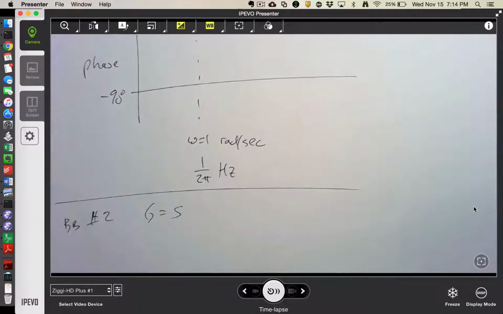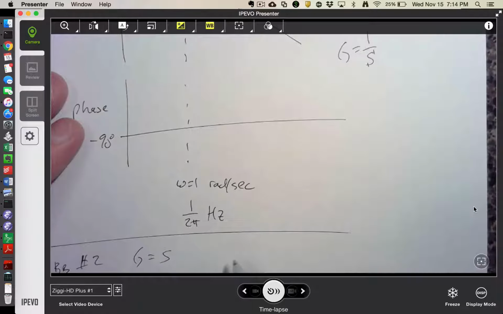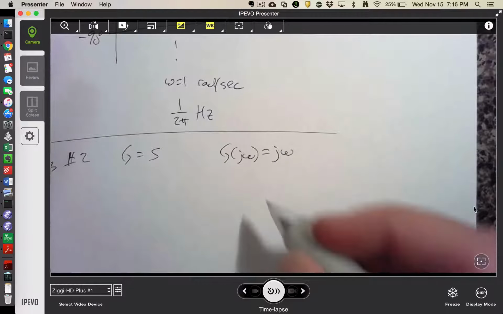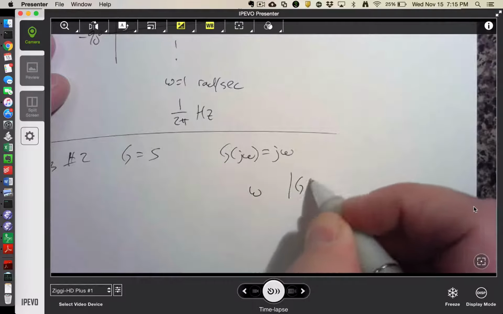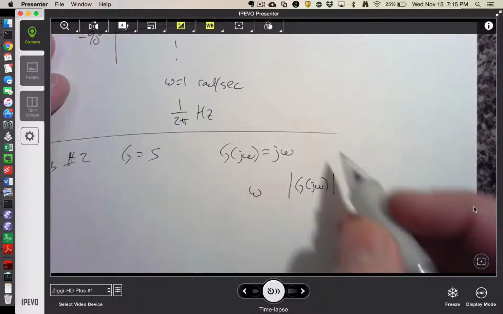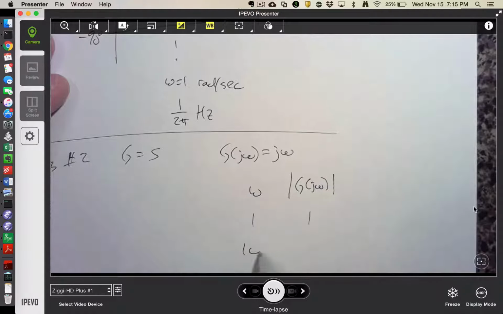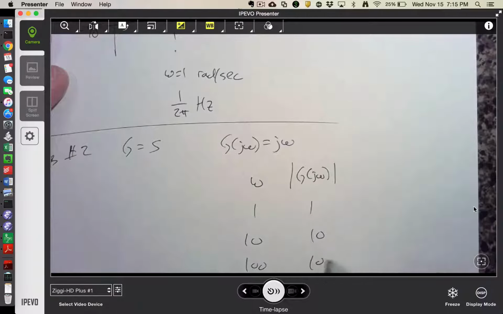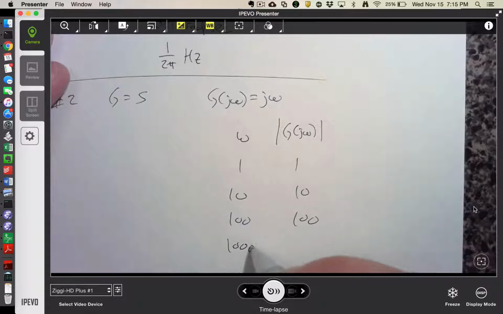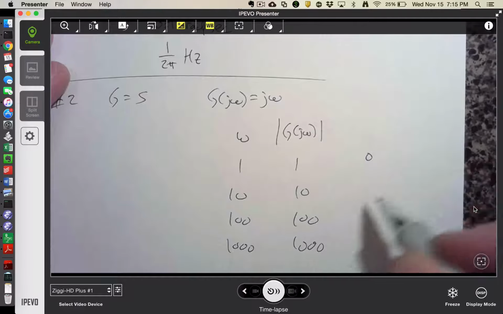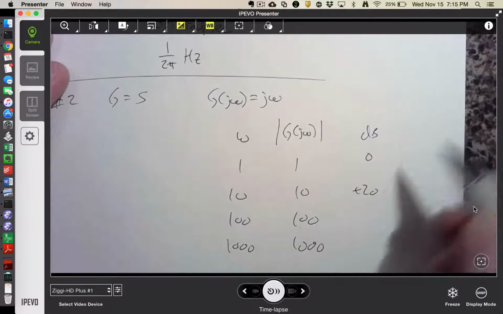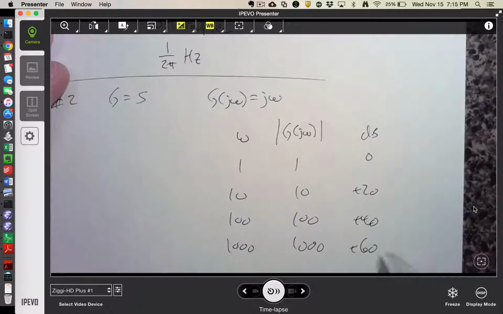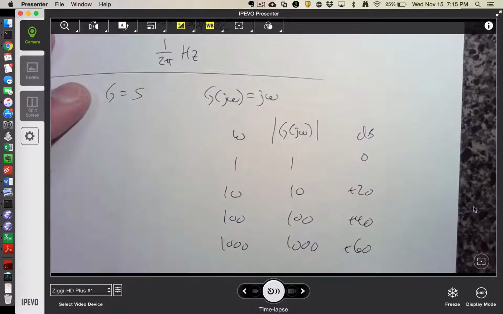Basically, a zero has the opposite effect on the Bode plot as the corresponding pole. So not surprisingly, this would just be that G of j omega is simply equal to j omega. So now if I had omega versus the magnitude of G j omega, this is just 1, 1, 10, 10, 100, 100, 1000, 1000, or 0, plus 20 dB, plus 40 dB, plus 60 dB. So it's a positive 20 dB per decade slope.